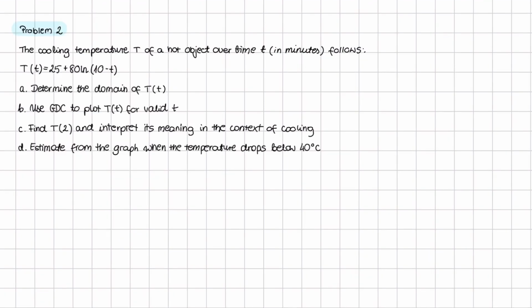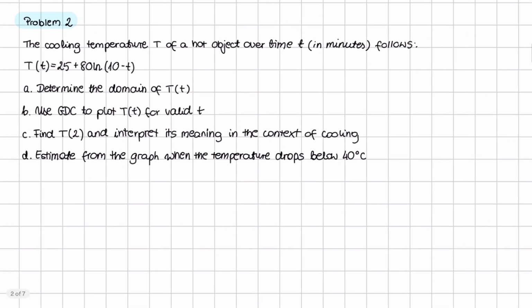Problem 2. The cooling temperature T of an object over time t in minutes follows T equals 25 plus 80 natural logarithm of, in brackets, 10 minus t. A. Determine the domain of T, so of the temperature.